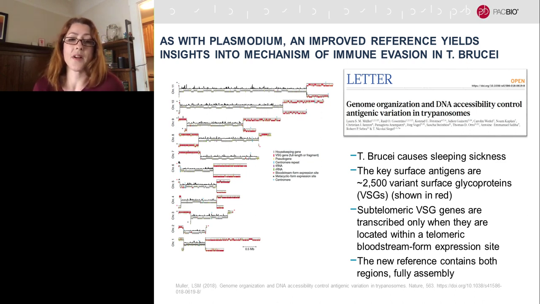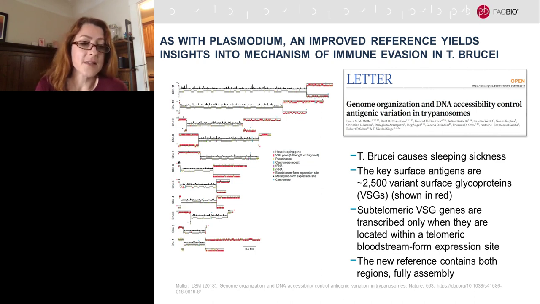Here's another example of a trypanosome improved reference genome, and this is a really terrific paper that came out in Nature over the past year. T. brucei causes sleeping sickness, and what you'll see here is that the genome was almost completely assembled and very highly ordered. So every time this flips, the gray bars underneath the coverage plot flip, that is a different contig, right? But all of the contigs are organized and ordered.